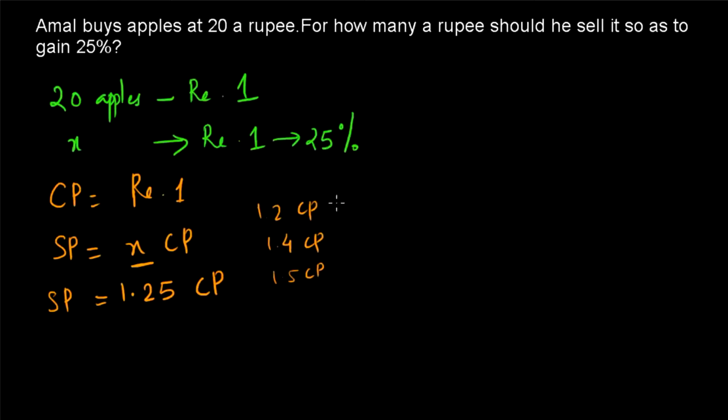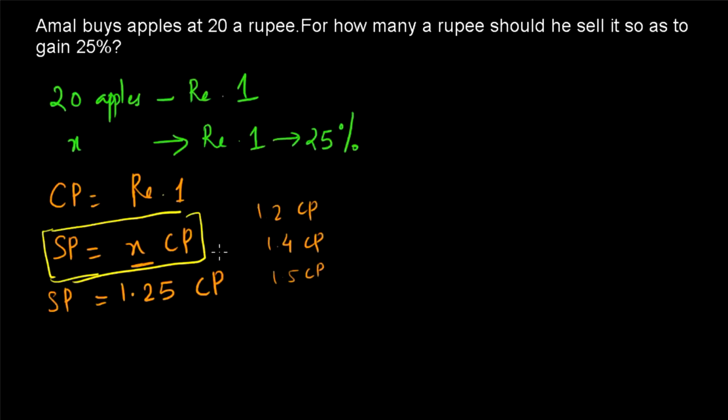So since here it is 25% gain, we can directly write selling price is equal to 1.25 into cost price. It makes our calculations very easy and very quick. So you have to use this formula then and there when it is required. Just have a thorough understanding of how to write this formula: selling price is equal to X into CP.